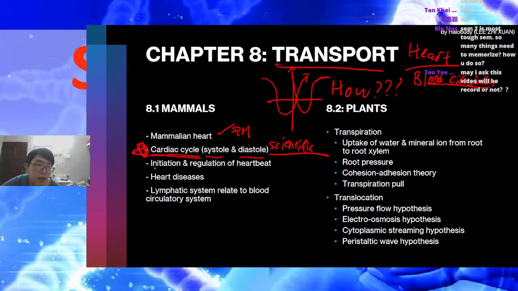Okay. Then the third is initiation and regulation of heartbeat. Yang ni adalah macam mana blood boleh flow dari sini ke sini, dari sini ke sana. Yang ni cardiac cycle. Yang ni initiation of heartbeat is macam mana jantung boleh function. Because we know that our heartbeat functions automatically. We cannot control our heartbeat. If we can control our heartbeat, the person will die. If the person doesn't have heartbeat, he will die. Even if we are sleeping, we also have heartbeat, right?